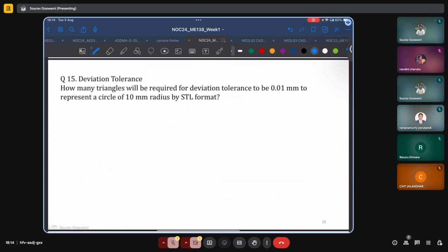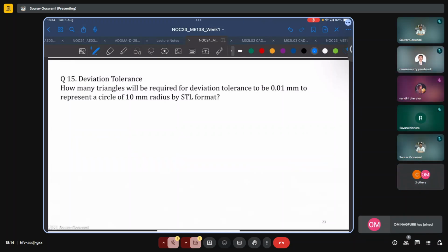And we'll do just one more question before moving on to the contents for this week. This is related to deviation tolerance. And the question we are asked is, how many triangles will be required for a deviation tolerance to be 0.01 mm to represent a circle of 10 mm radius by STL format?